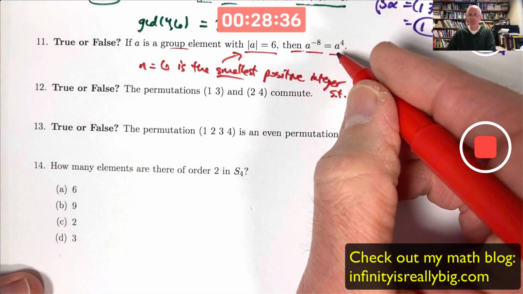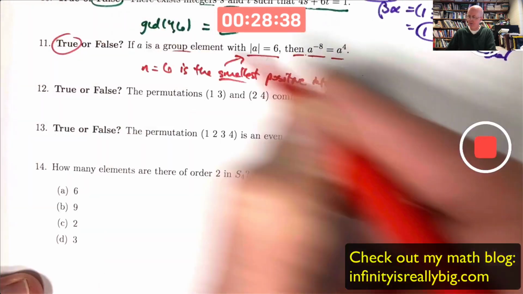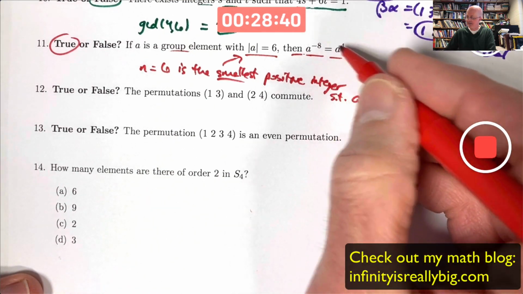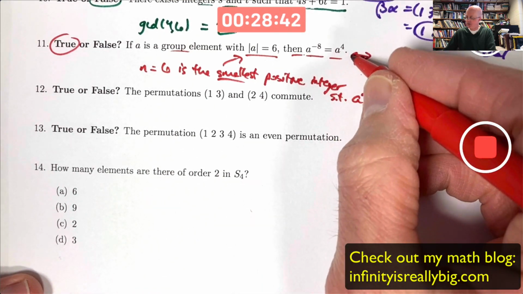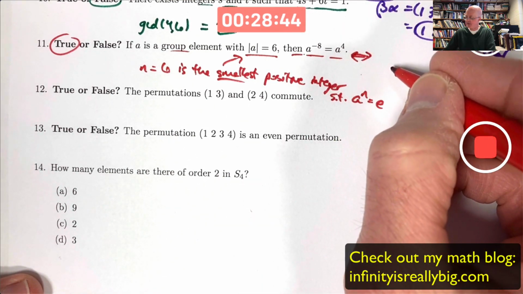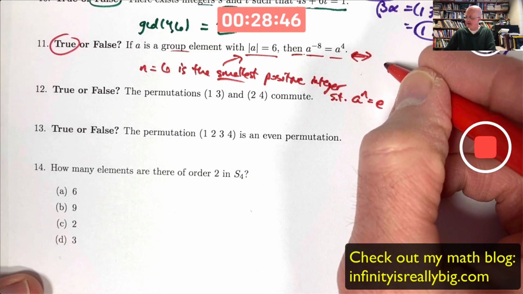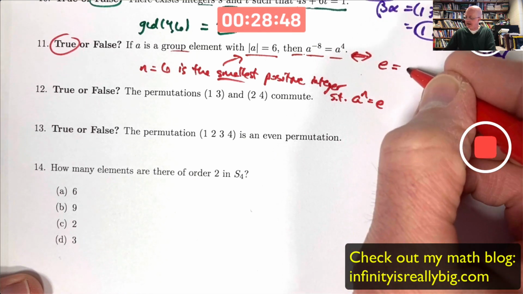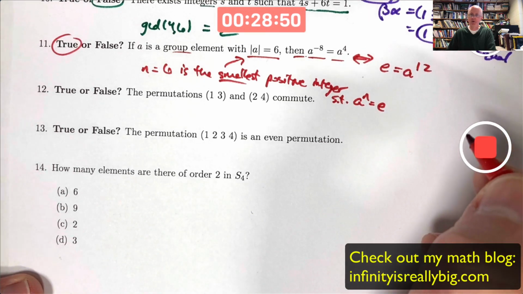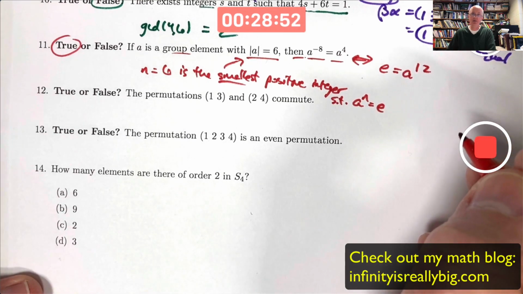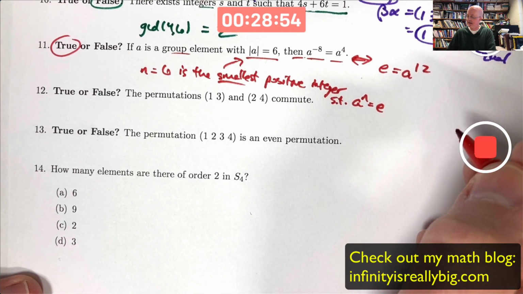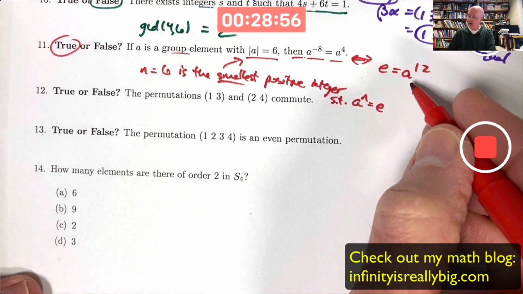Is this true? The answer is yes. Why? Well, this equation is equivalent to saying, if you multiply both sides by a to the 8th, e equals a to the 12th. A to the 4th times a to the 8th would equal a to the 12th. 4 plus 8 is 12. And this doesn't mean a has order 12.